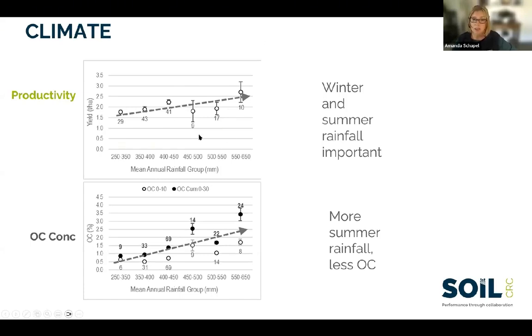Key findings from these are that climate, rainfall, no-brainer, productivity and carbon both increase with increasing rainfall. For productivity, the amount of rainfall that falls in winter and summer had the strongest influence. For carbon, though, it's really about a negative relationship with rainfall in summer. The more rainfall you have in summer, the more active the microbes are. With warmer temperatures, you actually end up burning off your carbon rather than storing it. So if we have a changing climate and more of these summer rainfalls, it can be much harder for us to improve our carbon.